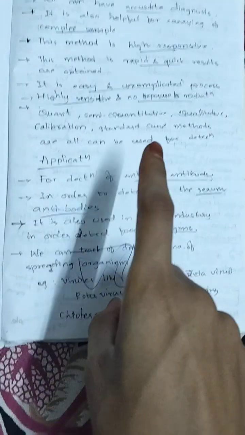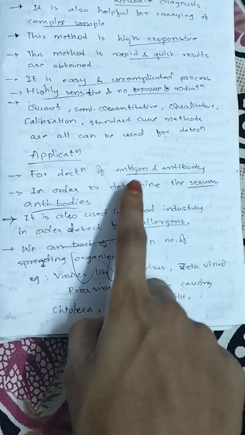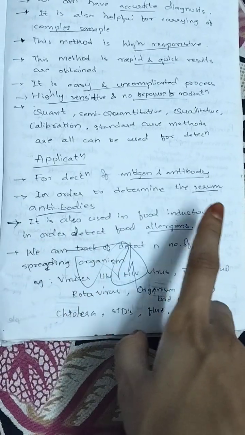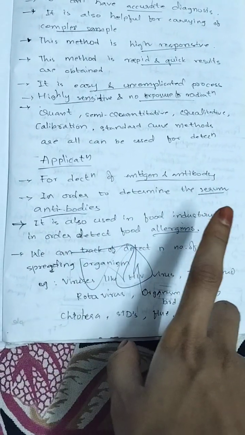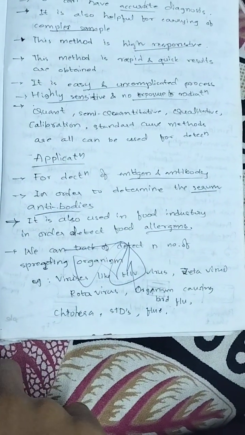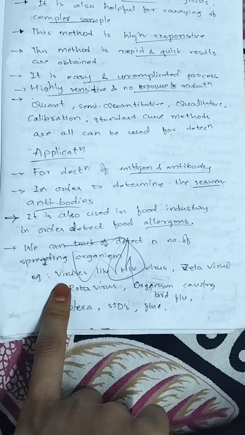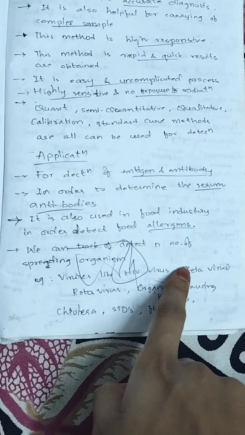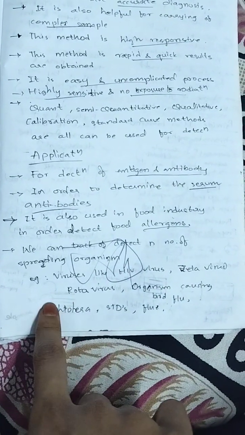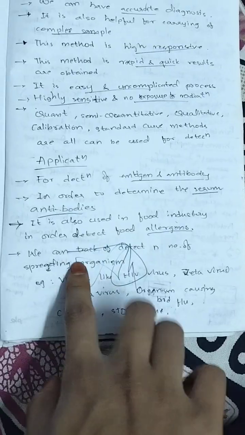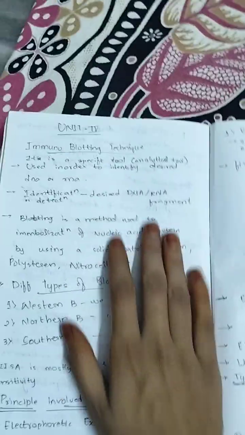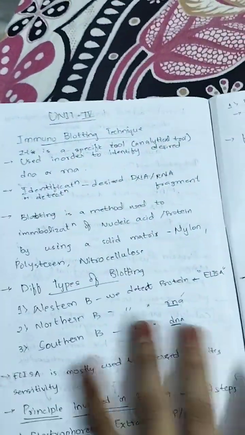Applications are for the detection of antigen and antibody, determination of serum antibodies, and use in the food industry for detection of food allergens. We can also detect spreading organisms like HIV, Zika virus, rotavirus, organisms causing bird flu, cholera, STDs, and flu. All these can be detected. Now we will revise again from the starting.